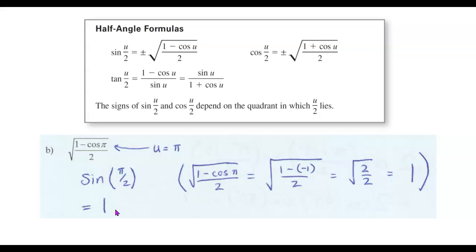It's 1. Now, if I had not used the formula, but just directly said, oh, the cosine of pi is -1, then this would have been the square root of 1 minus -1 over 2, which would be the square root of 2 over 2, which would be the square root of 1, which would be 1.